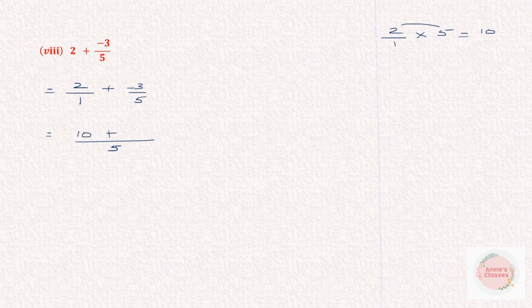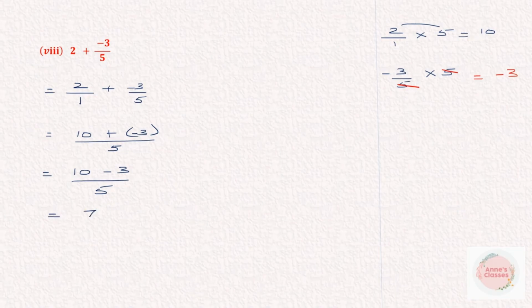Take the second fraction, minus 3 by 5 multiplied by the LCM, which is 5. Cancel the 5s. And what do we have? We have minus 3. So let's write minus 3 here. Now remove the brackets. So 10 minus 3 by 5. 10 minus 3 is 7. 7 by 5 is your answer. If you convert it to a mixed number, divide 7 by 5. 5 ones are 5. What is remaining? 6, 7, 2 by 5. So 1, 2 by 5.